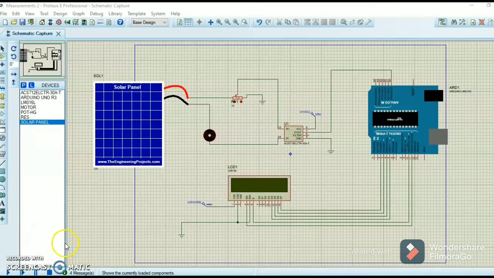Now let's run the simulation to see how it works. So as we can see, the LCD will display the current value, voltage value, and the power value. For the current value, it displays 0.81 ampere. For the voltage is 9 volt and the power is 5 watt.